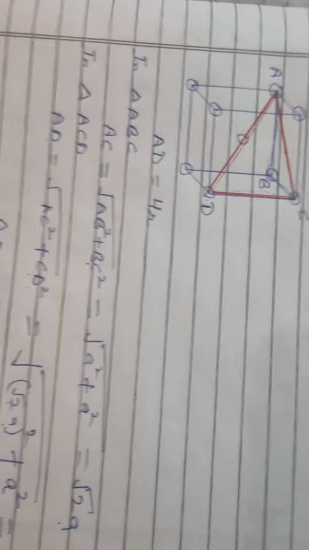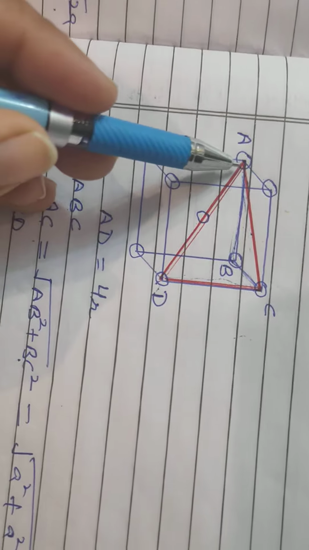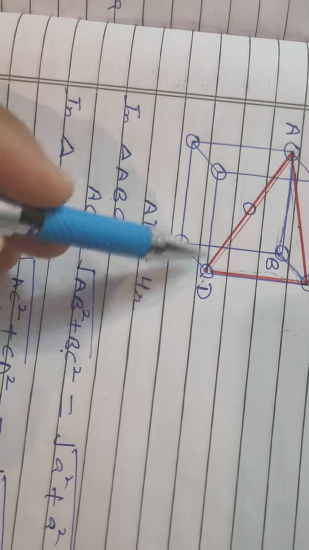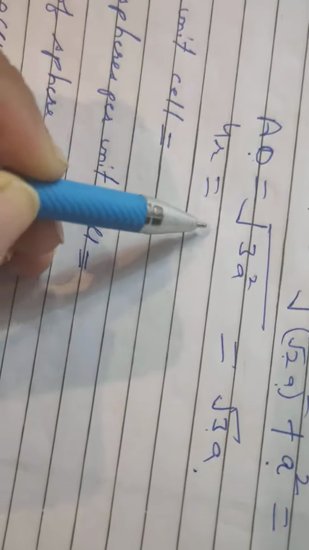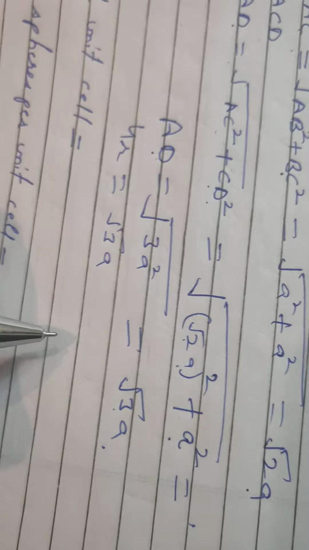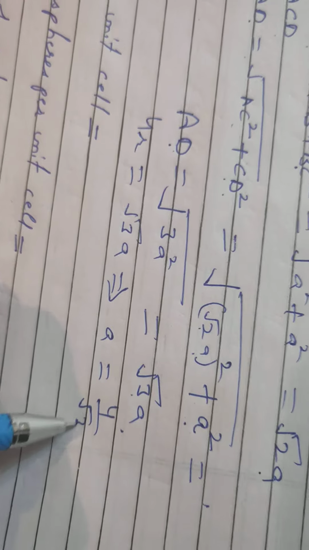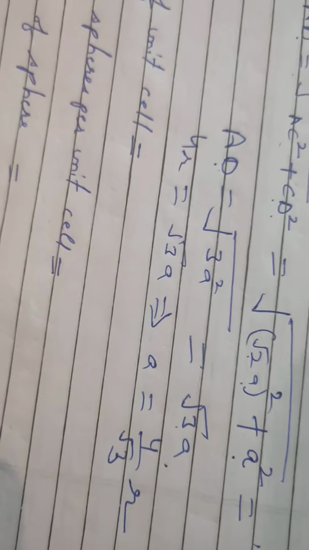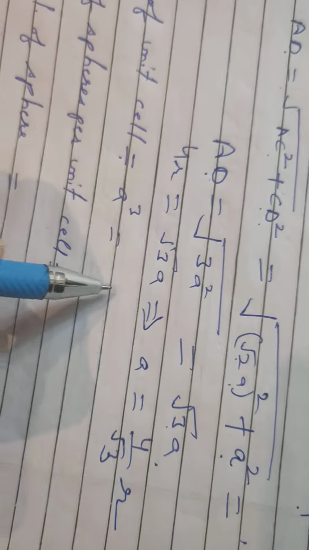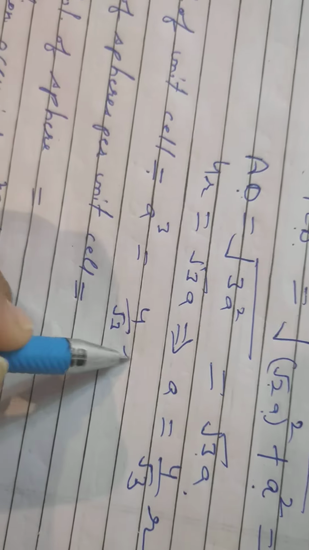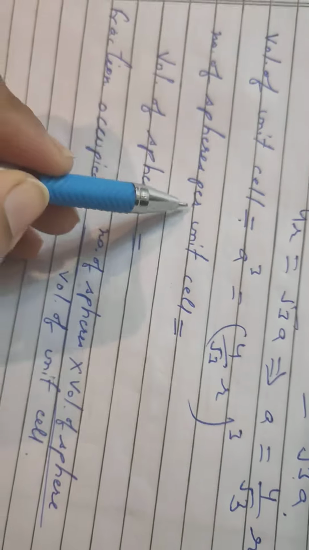Now AD is equal to 4R. जब आप इसको closely packed देखोगे तो when these are in direct contact, so you will get AD is equal to 4R. So here AD is equal to 4R, that is equal to under root 3A. So A will be equal to 4 by under root 3R. Okay, so volume of unit cell, that is A cube, that will be equal to 4 by under root 3R cube. Clear?